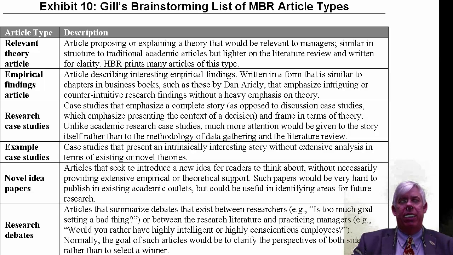And the idea here of this article is that you're going to explain some theory that you may have encountered in the literature that is kind of obscure from a practitioner point of view. So what you're trying to do is translate the notions in the theory into something that folks in practice can understand. The second article type is an empirical findings article.